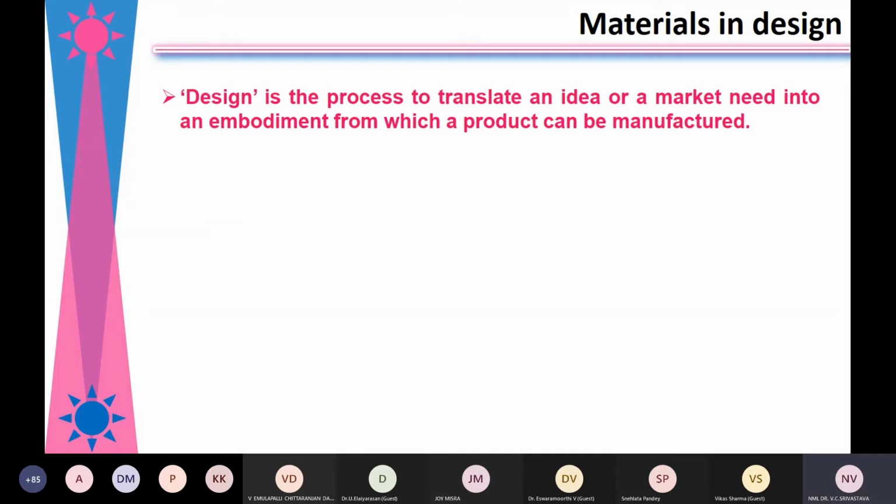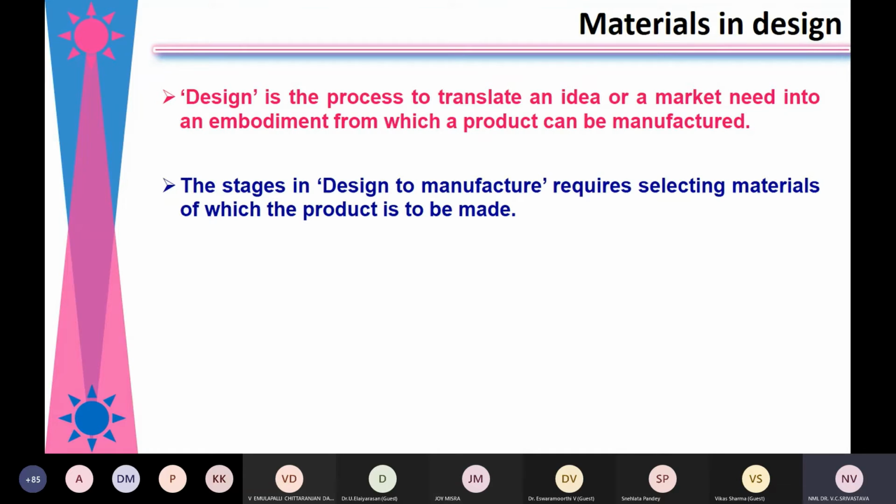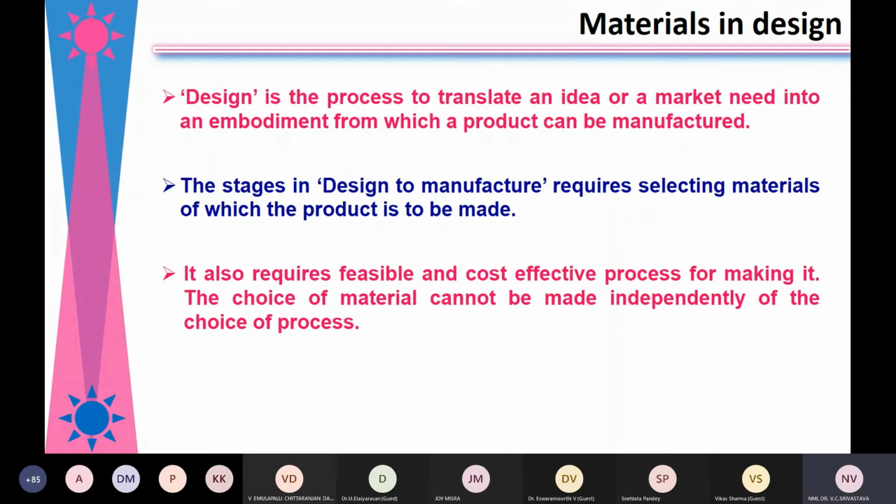Design into an embodiment means you think of concepts, and once concepts are ready, you choose from different concepts and you give the properties, material, and all those things. Then you say we have an embodiment of a product. And the stages in design to manufacture require selecting materials, of which the first stage is the material of which the product should be. It also requires a feasible and cost-effective process for making it, definitely, as we talked about earlier.